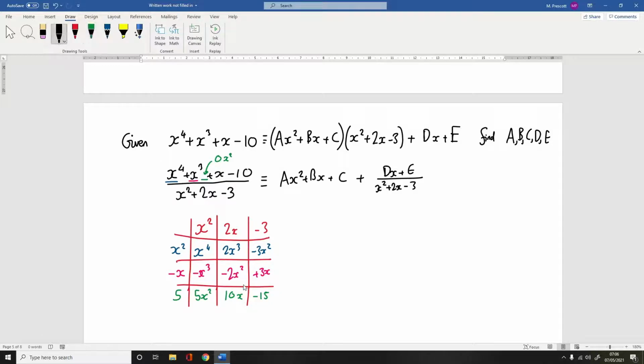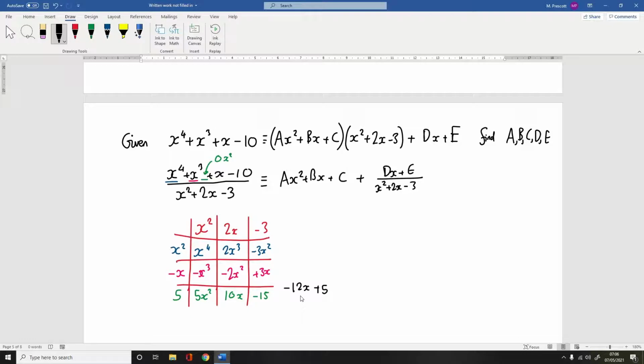Now what have we got so far? We have got 13x here, but we want to get to a single x. So our remainder is going to include take away 12x. And then we've got a minus 15, but we want to get to minus 10. So it's going to include a plus 5.